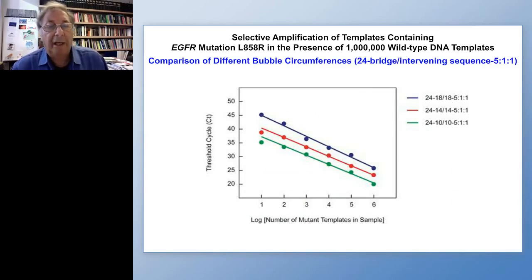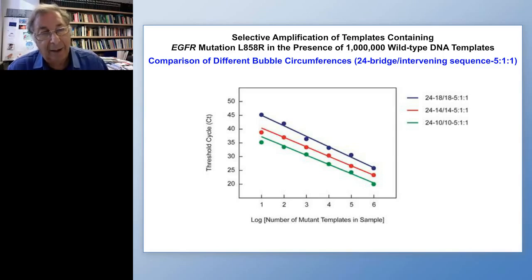We also investigated the effect of changing the circumference of the bubble. There are two things that determine whether a hybrid gets formed. One is the strength of the hybrid. That's in thermodynamics, that's called the enthalpy, and the other is determined by if a hybrid falls apart, what's the probability that the parts could come back together again? That probability is called entropy.